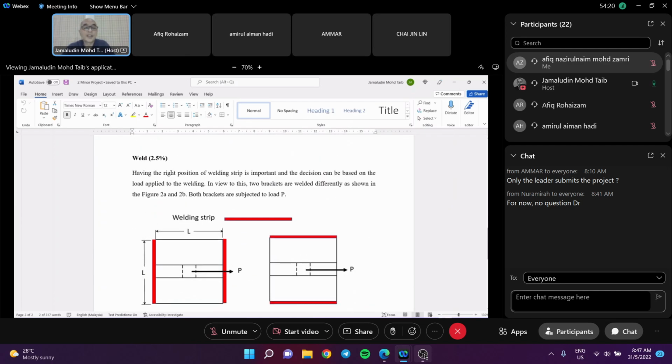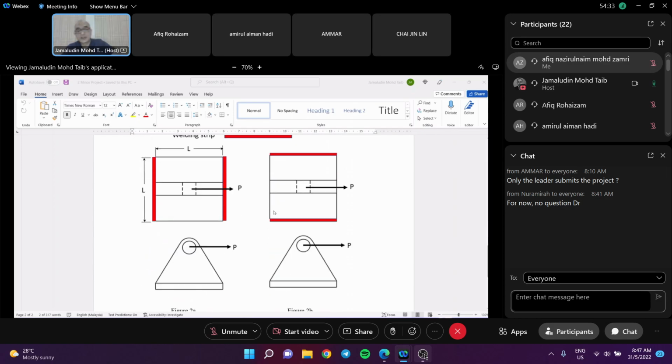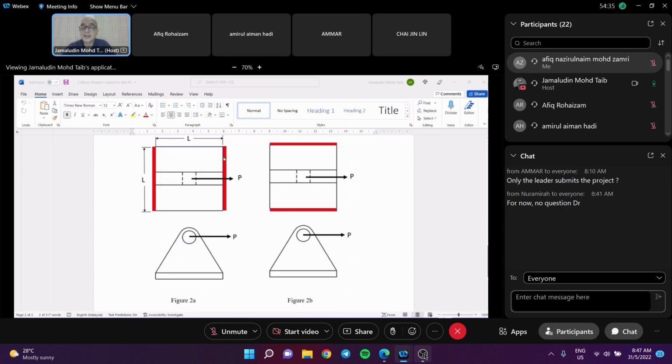Having the position of very strict, important decision to make a decision based on the load applied to the welding. In this view, two brackets are welded differently as shown in figure 2A. Both brackets apply the same parameters. Okay, the same weld size, the same welding electrode. Okay, what is the load P? Then you use judgment. Apply what is important here.